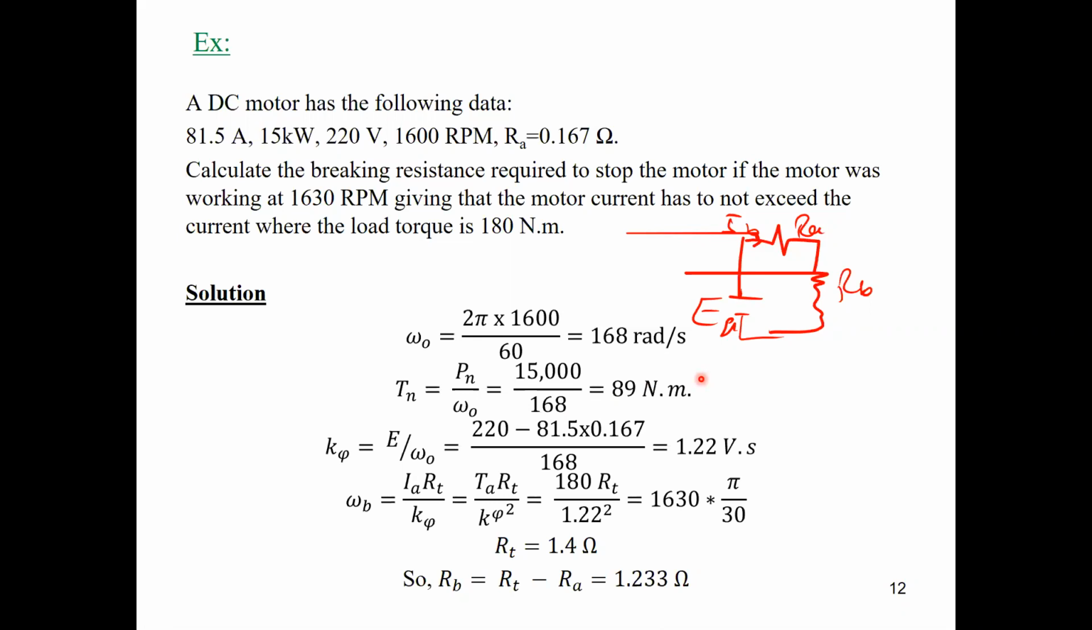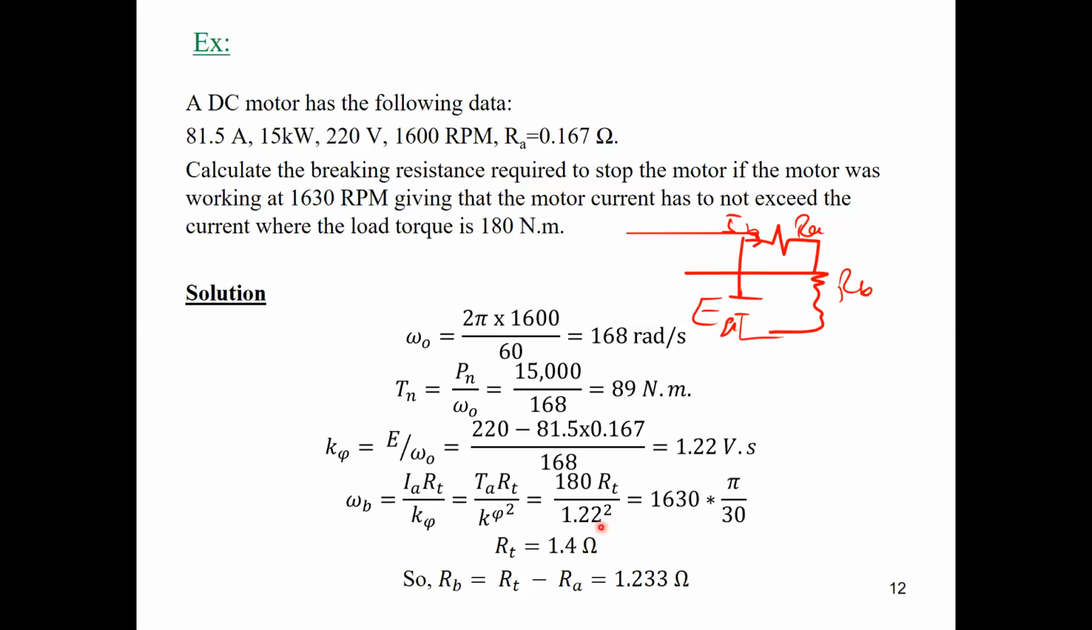So simply from here, we can calculate K phi. K phi equals E divided by omega. We have the value of V and the current at full load. Simply we can calculate K phi and use the braking speed, which is 1630. The braking speed equals I multiplied by R total divided by K phi, from the circuit here, which is EA of the machine, the back EMF. So simply we can substitute for I by torque divided by K phi. So torque multiplied by R total divided by K phi squared will equal the machine speed.